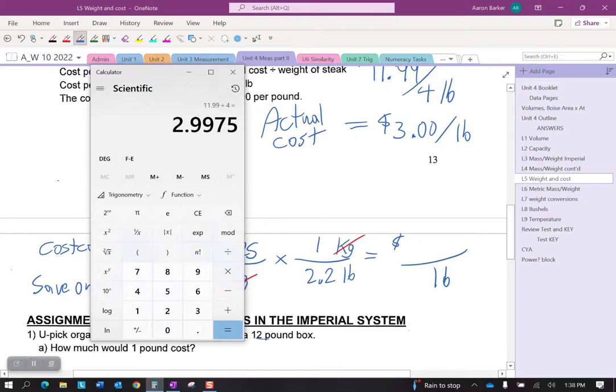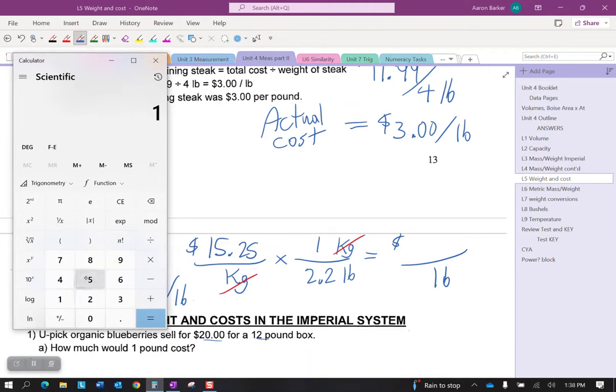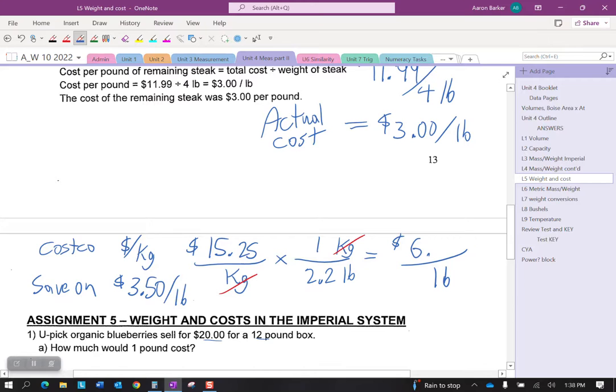So on my calculator, I will take 15.25 divided by 2.2. I'll get $6.93 per pound. So which one's cheaper, Save On or Costco? Save On. And that's probably because Save On had a huge sale. Not always the case, but especially because I just made these numbers up. But you've got to check it out. In order to check it out, you've got to have the same unit price.